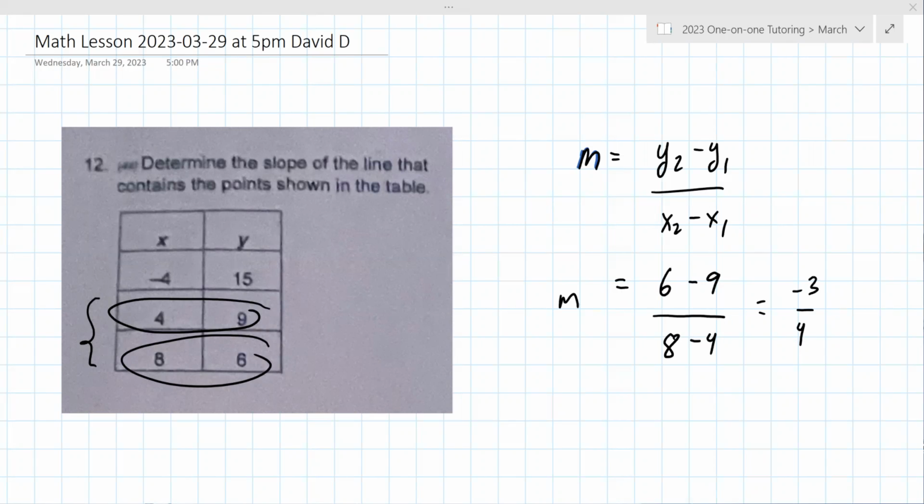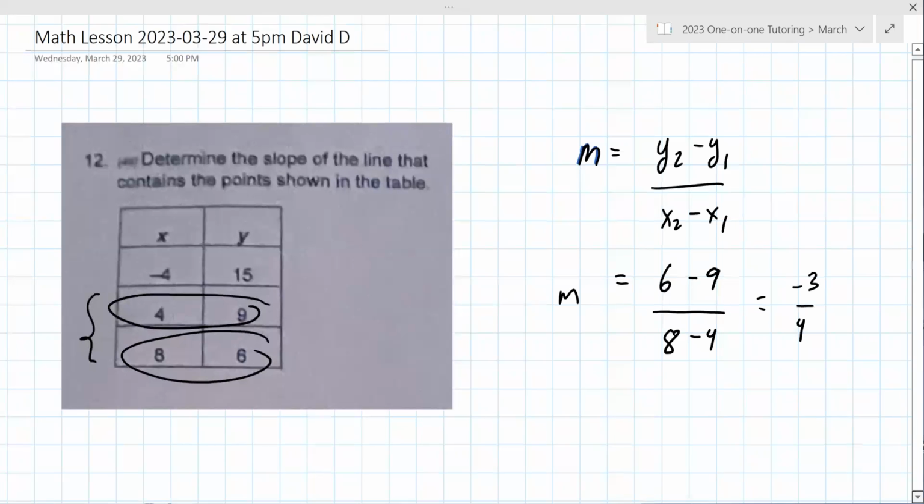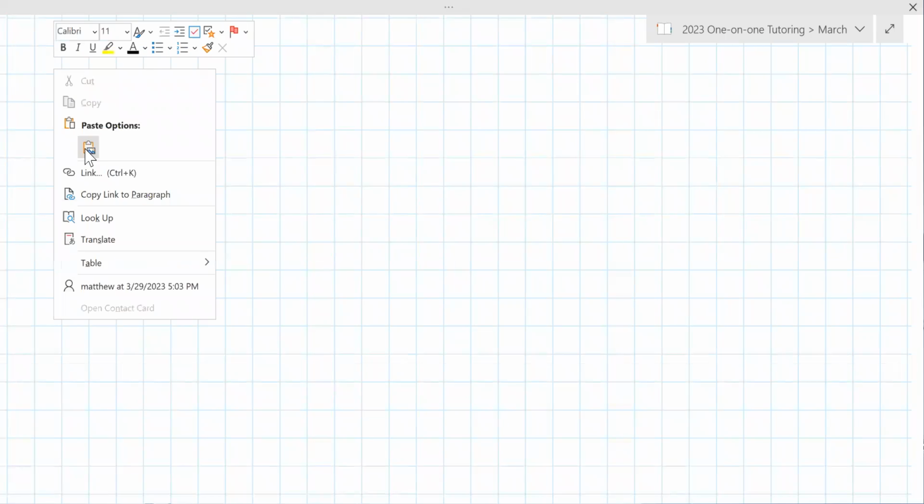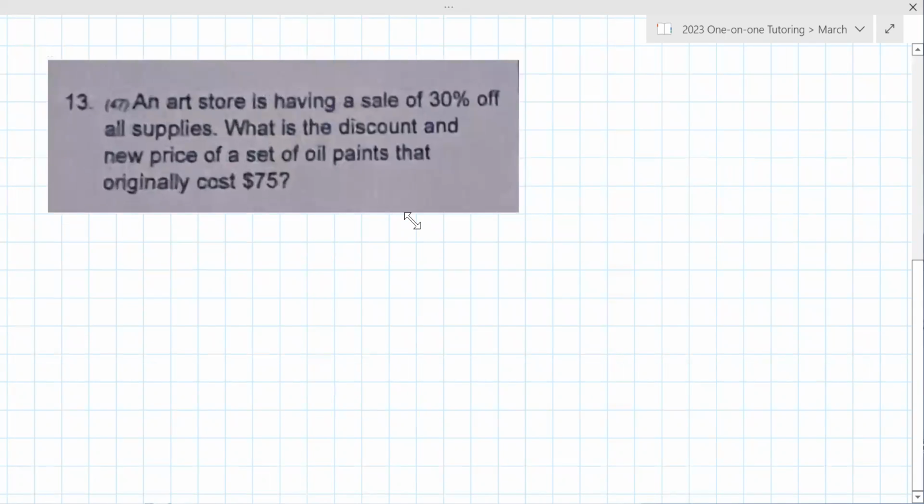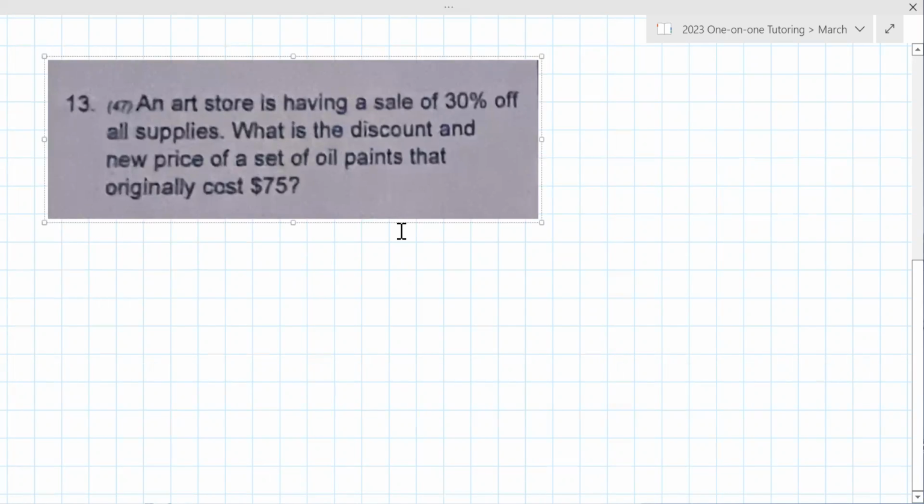All right, number 13 here. Okay, 13. An art store is having a sale, 30% off all art supplies. They're asking for two things here. They're asking for first the discount, that's like part A, and the new price, that's part B, of a set of oil paints that originally cost $75.